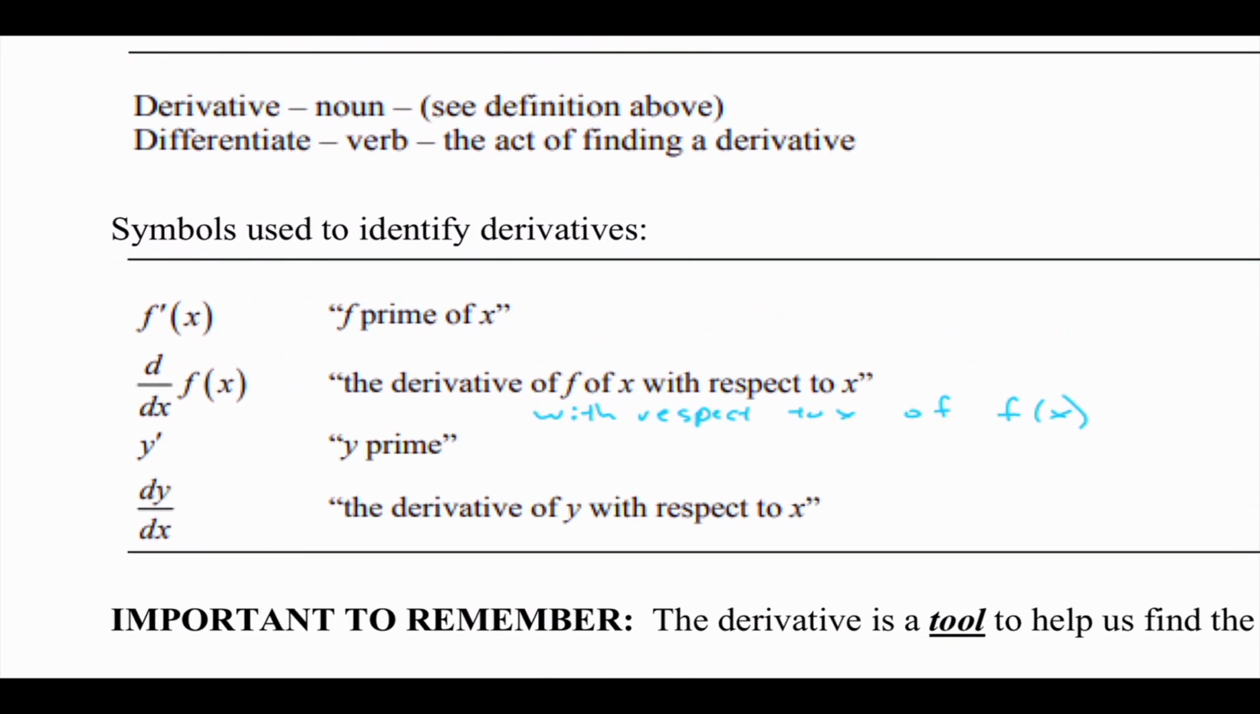So when you see this guy here, it's an action. It's a verb. It means do it. Find the derivative. D over dx means find the derivative. That's what you need to do. F prime and y prime means it's already been done. Here's the answer. Here's the derivative or derivative equation.